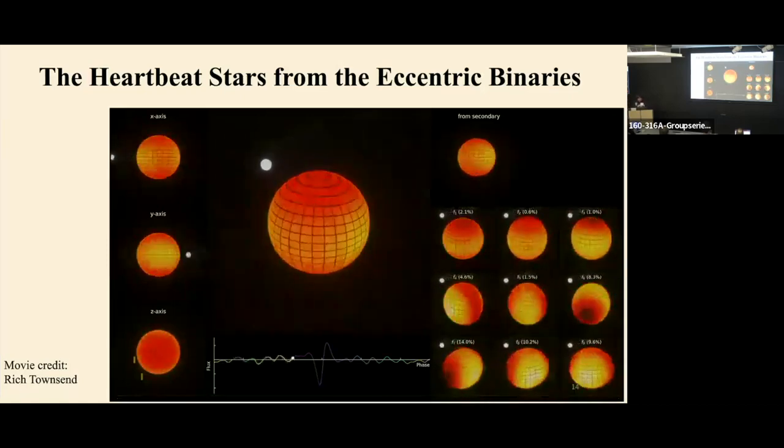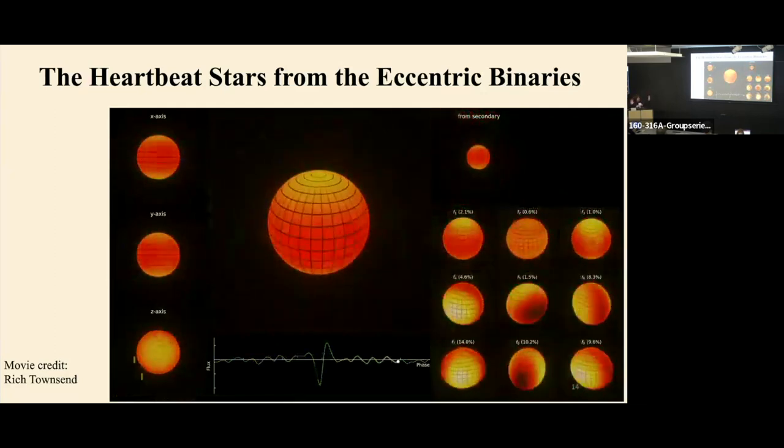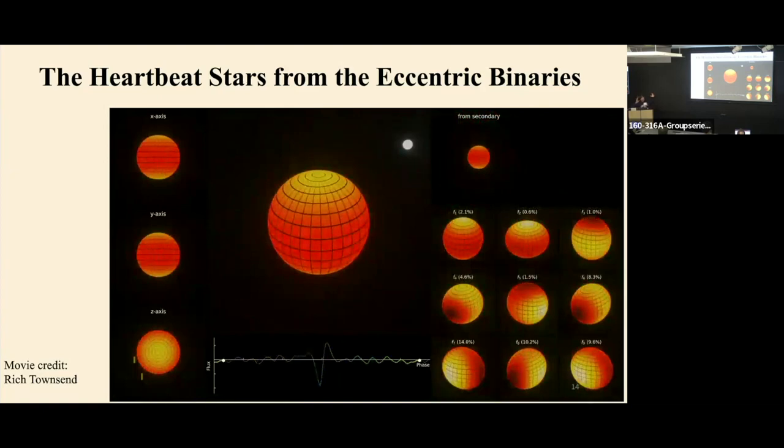Okay, so you see this is near periastron. We see a strong peak. And even when the star is away from periastron, we observe some oscillatory features near the surface of the star.